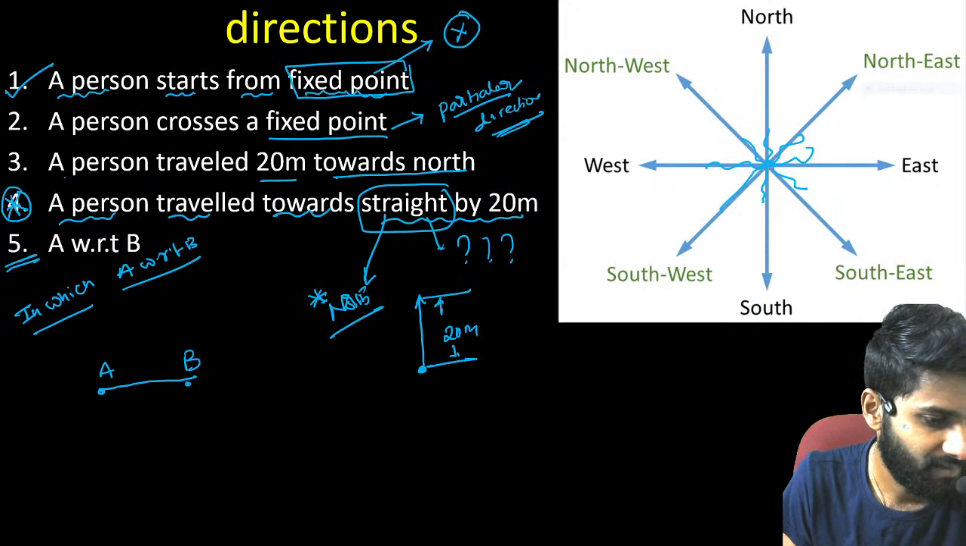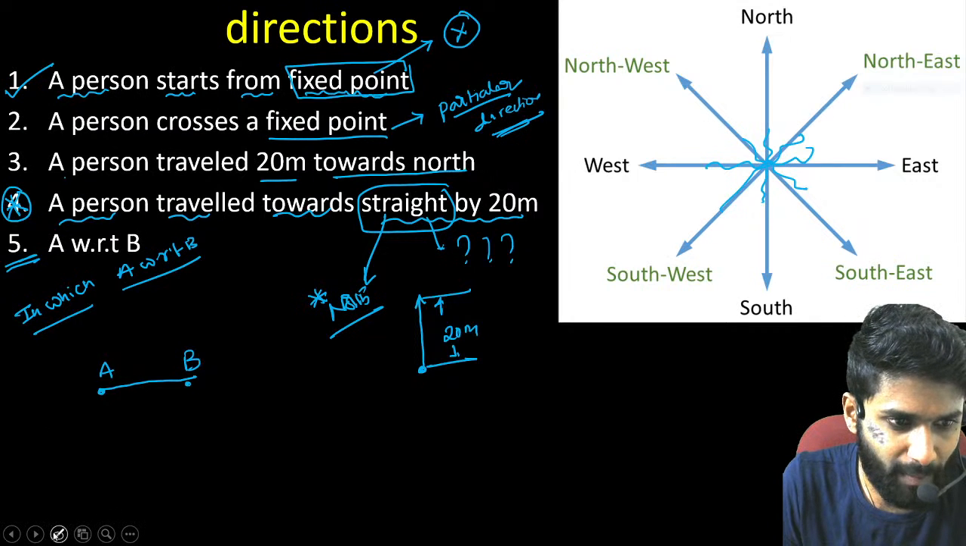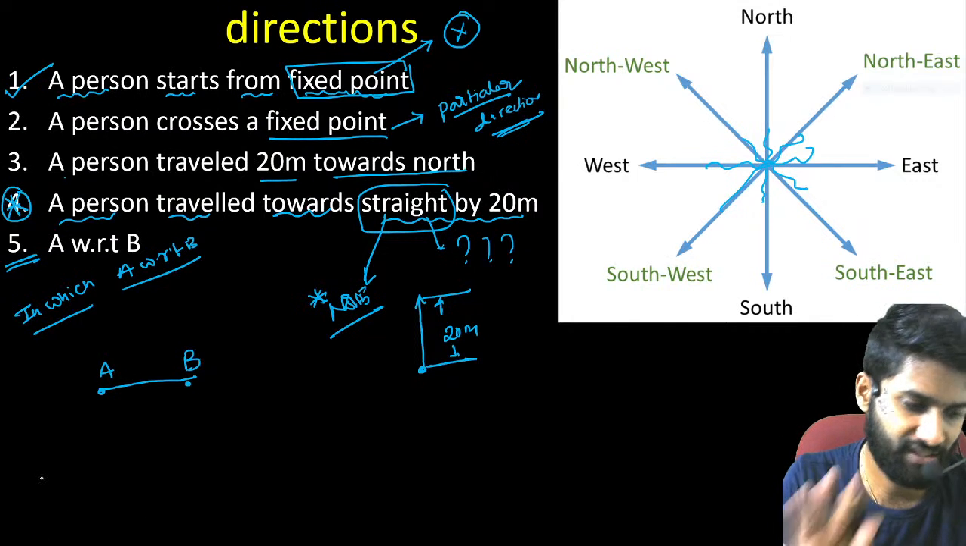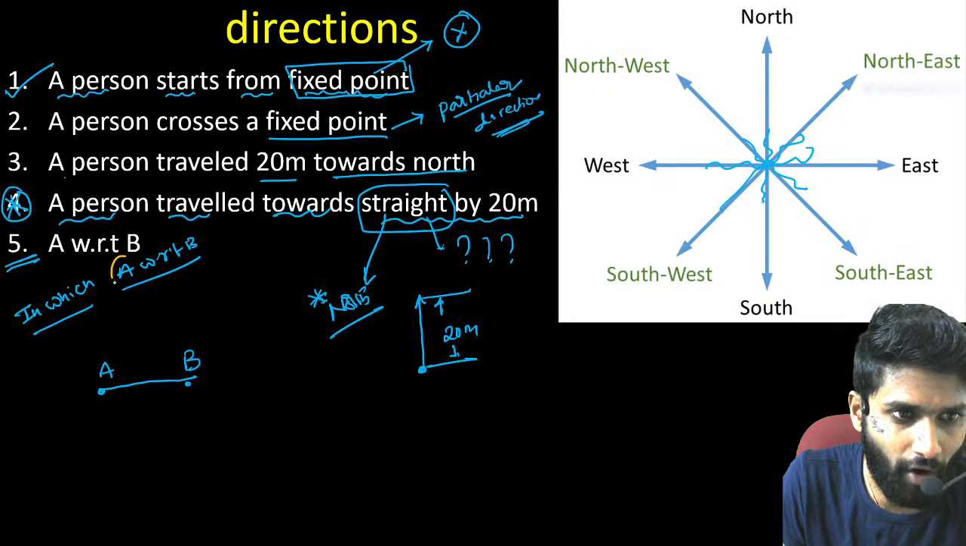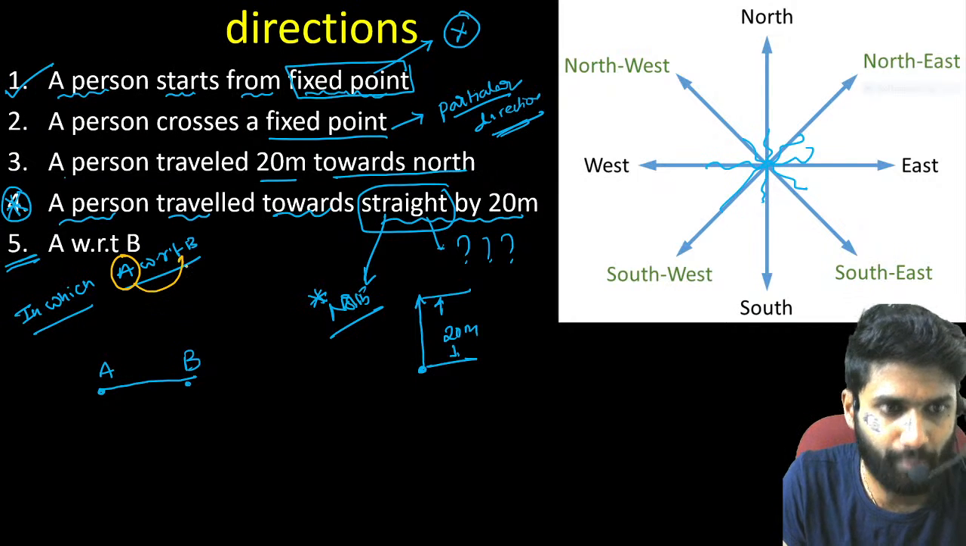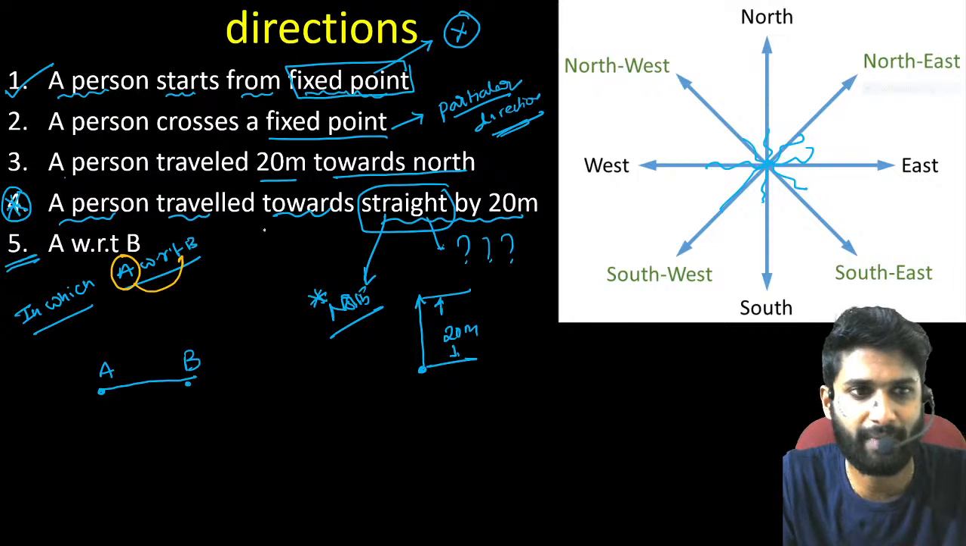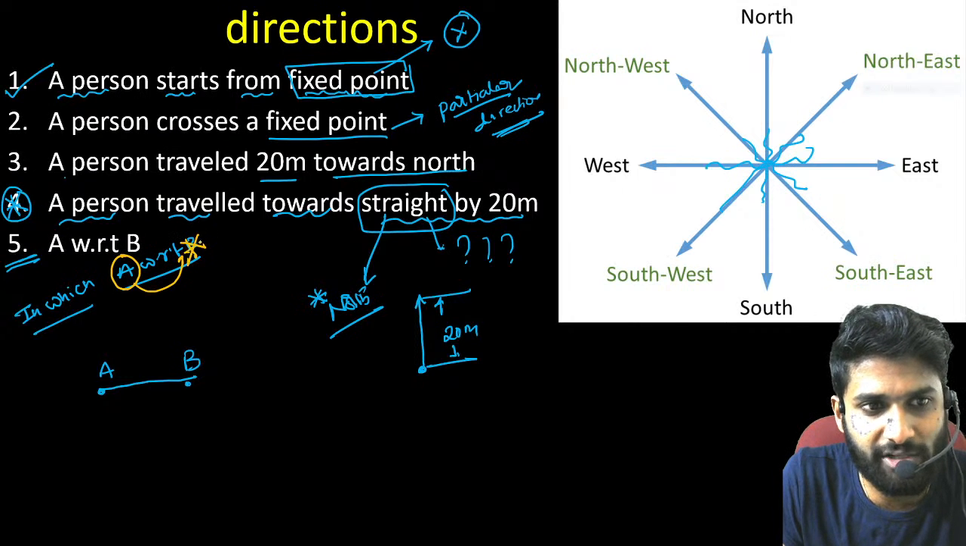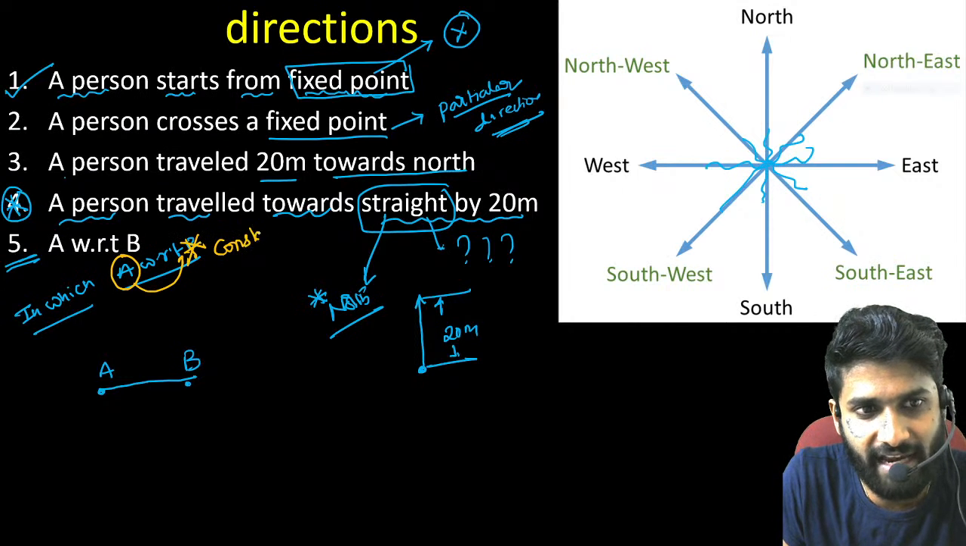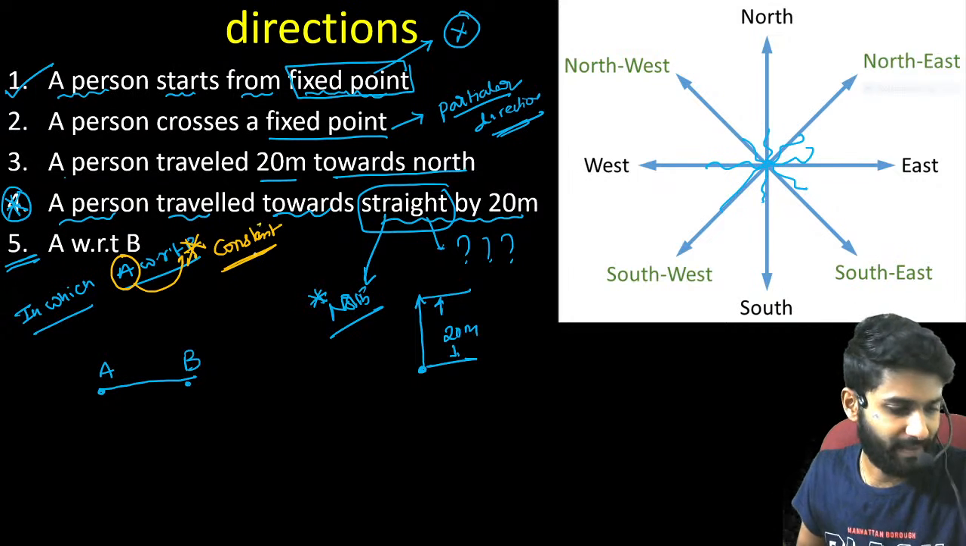What is the answer? Now see, guys, for any question of this type, don't get confused. First of all, read the question. We want A's direction with respect to B. We want A's direction with respect to B, which means the second term is always the constant. That is the most important representation.